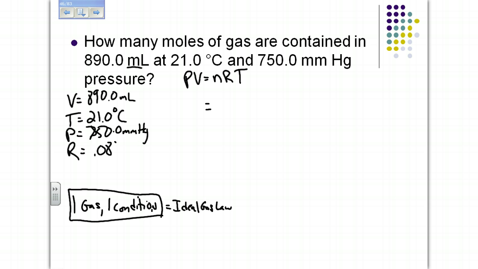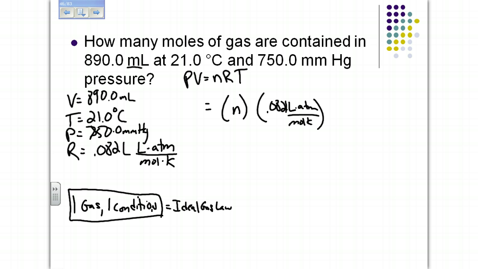We know that our R is 0.0821 liters times atmospheres divided by moles times Kelvin. So we're going to put that right into our equation. We're going to put in our n for moles because that's what the equation's asking for, how many moles. Now for temperature, we look back at temp. We see we have degrees Celsius, so we have to add 273. This is going to give us 294. So our temperature is 294.